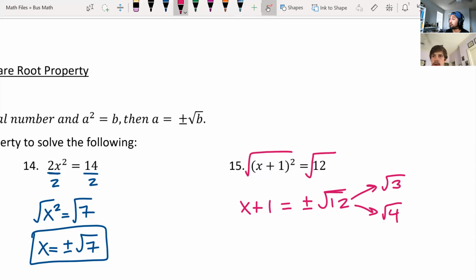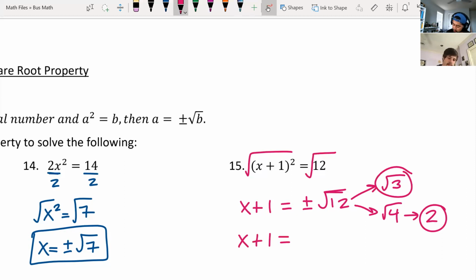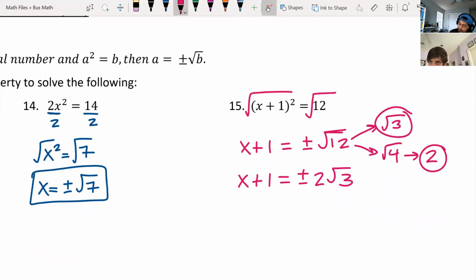3 and 4 are perfect because what's the square root of 4? 2. So this means we can't break down the square root of 3 anymore. So you'll get a 2 and a square root of 3. So you'll get x plus 1 equal to plus or minus 2 square root 3. And all we have to do is take this 1 and subtract it to the right side. And our final answer is going to be negative 1 plus or minus 2 square root 3.